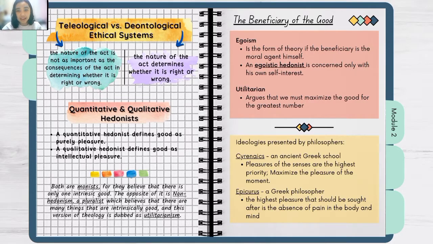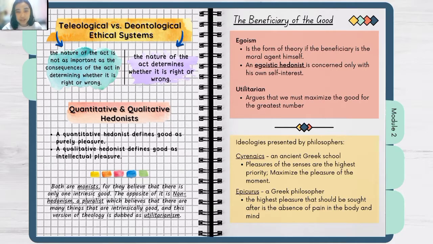The nature of the act is not as important as the consequences of the act in determining whether it is right or wrong. While in deontological, the nature of the act determines whether it is right or wrong, kahit ano pang consequences niya. Pag dito natin in-example yung kay Robin Hood, dun pa lang sa fact na he's stealing, kahit pa maganda naman yung purpose niya, it is still wrong because stealing isn't good. So, yun yung sinasabi ng dalawang ethical system na to.